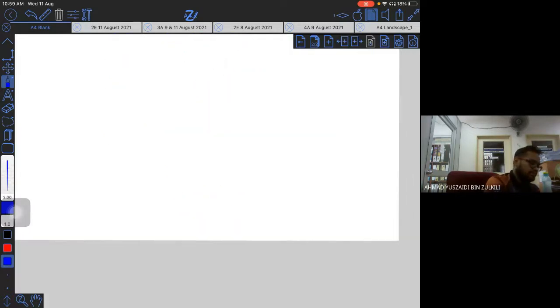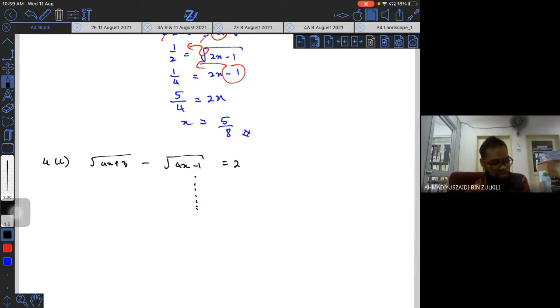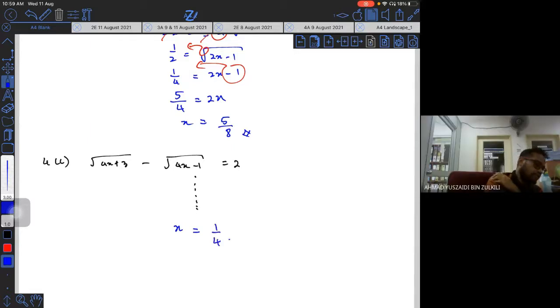Same calculation for C. Okay, for C is just the same. Equation given 4x plus 3 minus 4x minus 1 equal to 2. Okay, you do the same calculation and transformation and all of those things like for B. So your final answer for x equal to what? One over four. 1 over 4. Okay, correct. So you can get this kind of answer, good.